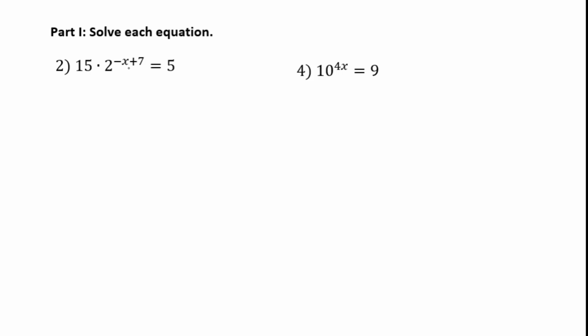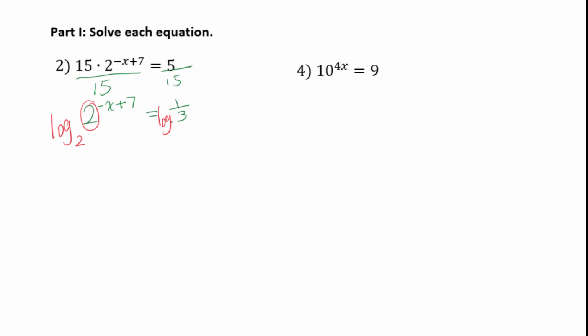Since we cannot make the same base, you need to isolate this exponential expression on one side. Divide by 15 on both sides. We will get 2 to the negative x plus 7 power equals 1 over 3. Then we take log on both sides. When you take log, we will use the same base as this one. So we get log base 2.